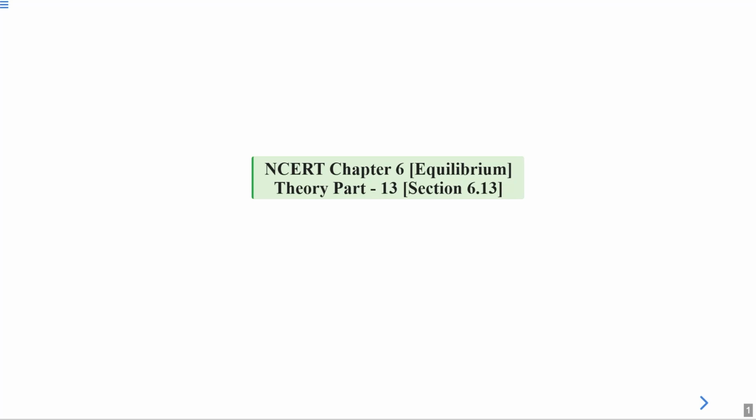So today we'll be seeing theory part 13 of the chapter 6 equilibrium, in which we will be covering NCERT section 6.13.